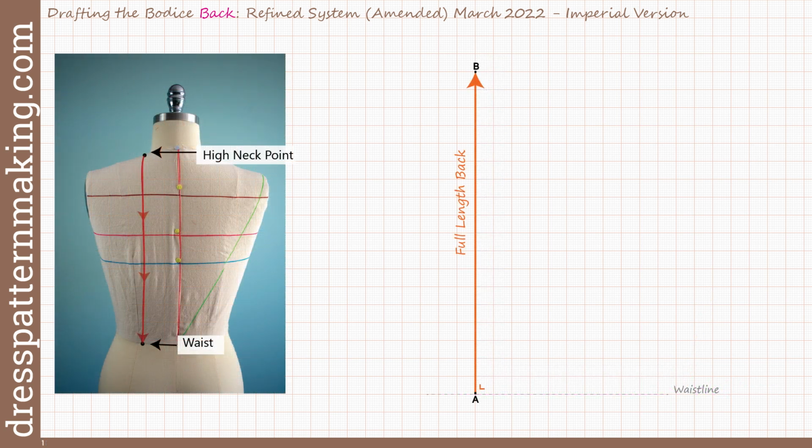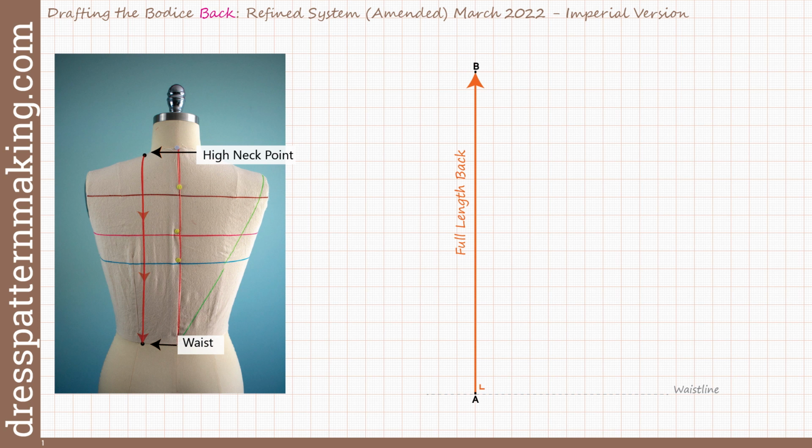So the first measurement is the full length back. This is actually measurement number 23 on my measurement chart. It's the first measurement in the back section. Using your full length back measurement, draw a vertical line from point A on your waistline up to point B.